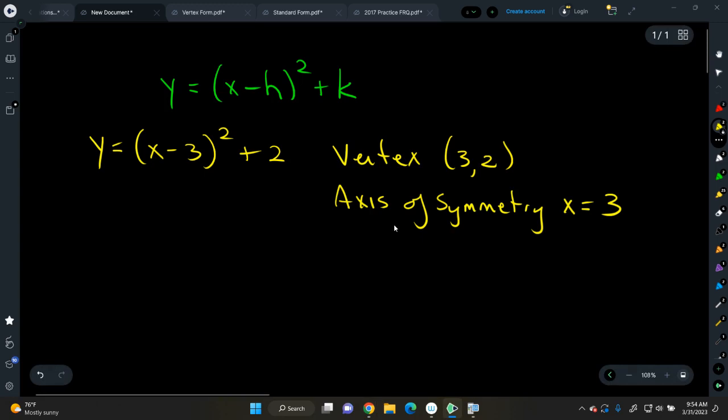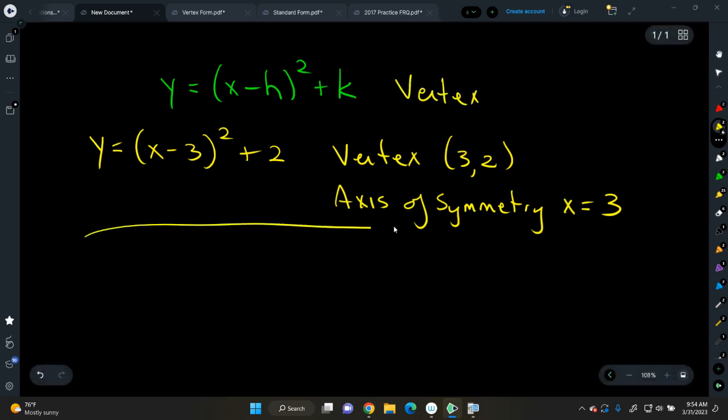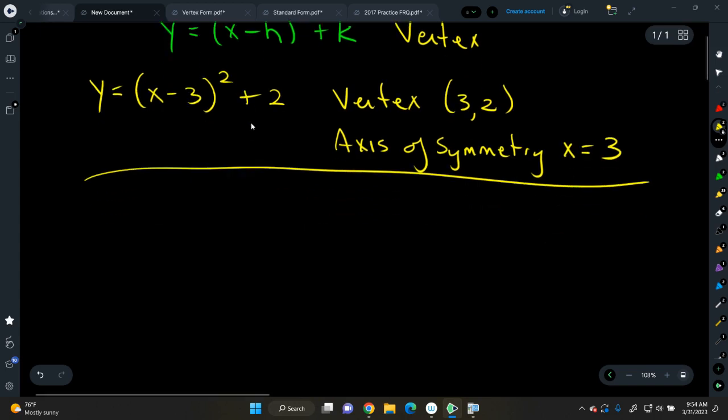Okay, so we've looked at the vertex form, okay? Now we're going to look at what we call the standard form of the quadratic equation, okay?